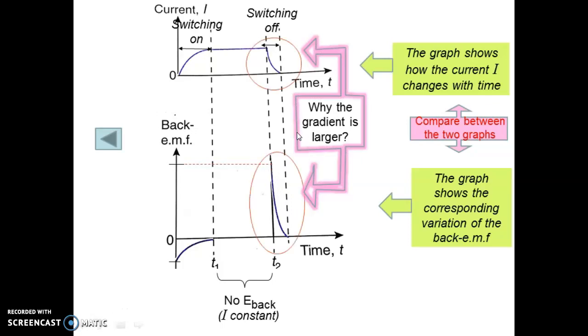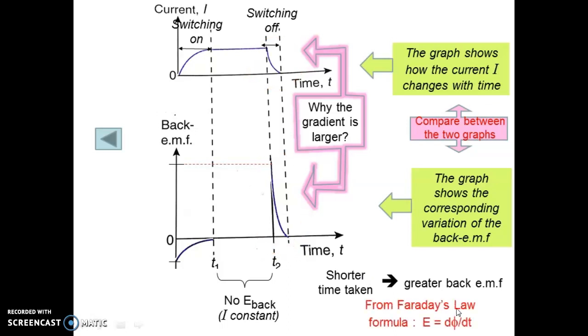Okay, now compare the gradient of the back EMF against time graph. The gradient is larger. So why is the gradient larger? It is because the time taken is shorter here. According to Faraday's law, EMF induced equals d psi by dt. So when the time is shorter, therefore the induced EMF or back EMF will become greater.